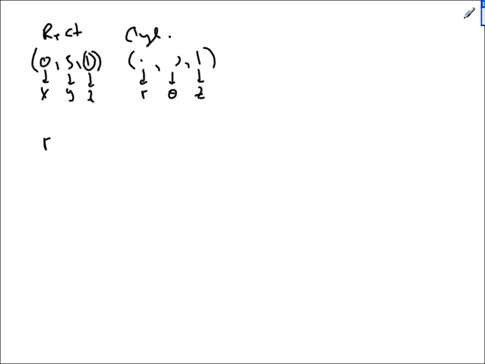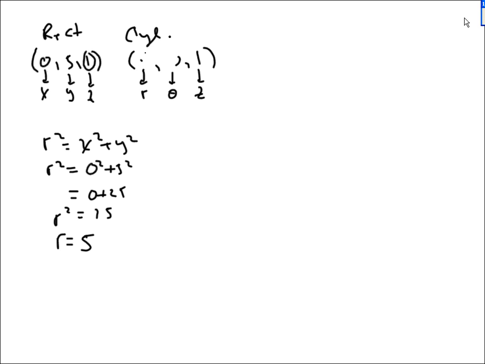Now, r squared is x squared plus y squared. I know x and y: x is 0, y is 5. They gave me that in the rectangular. So it's 0 plus 25, which is 25. R squared is 25, so r is 5. Okay, I have r.